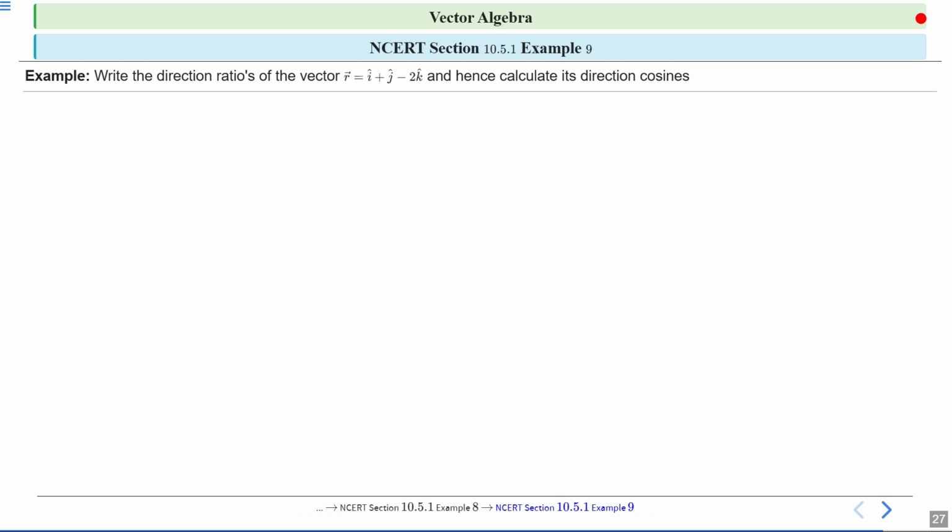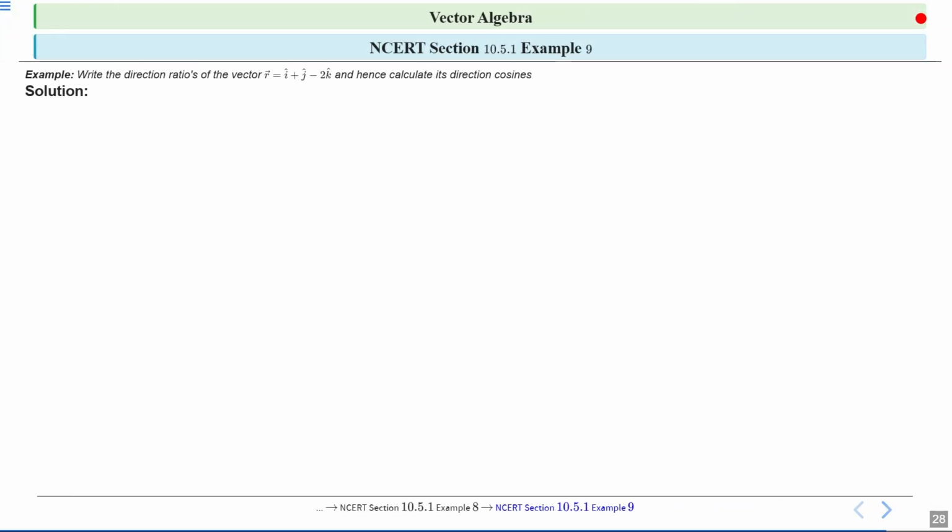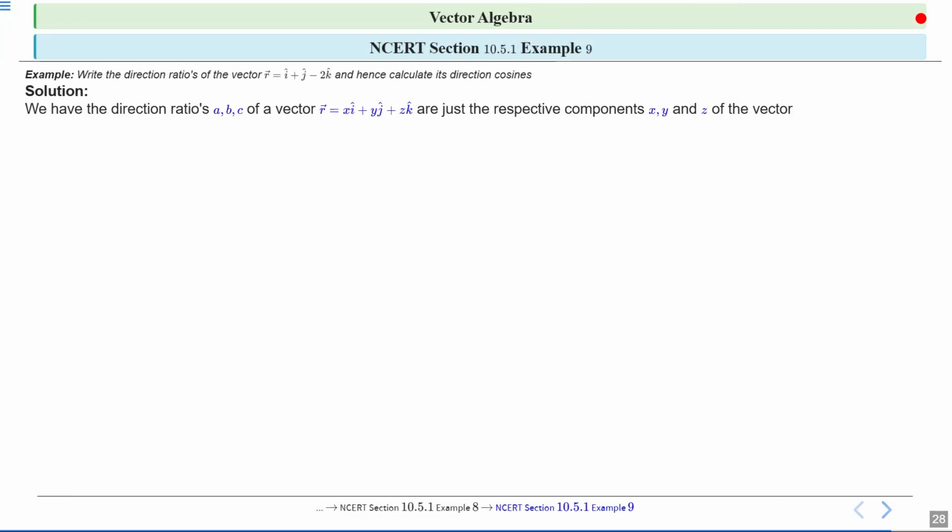So basically, you have to find the direction ratios of the given vector r vector equal to i cap plus j cap minus 2 k cap, and hence calculate its direction cosines. So let us see. The direction ratios a, b, c of a vector r vector equal to x i cap plus y j cap plus z k cap are just the respective components x, y, and z of the vector. So for the given vector r vector equal to i cap plus j cap minus 2 k cap, the direction ratios are a equal to 1, b equal to 1, and c equal to minus 2.